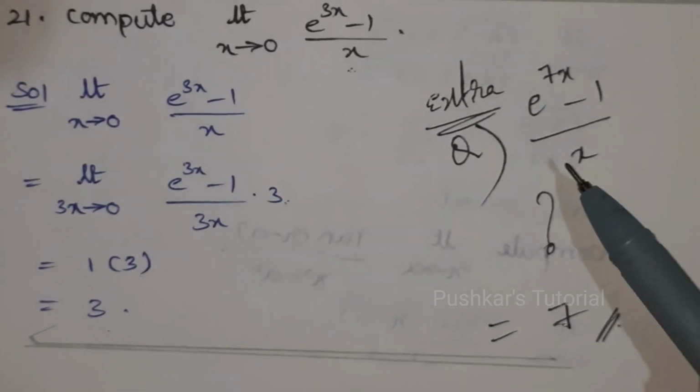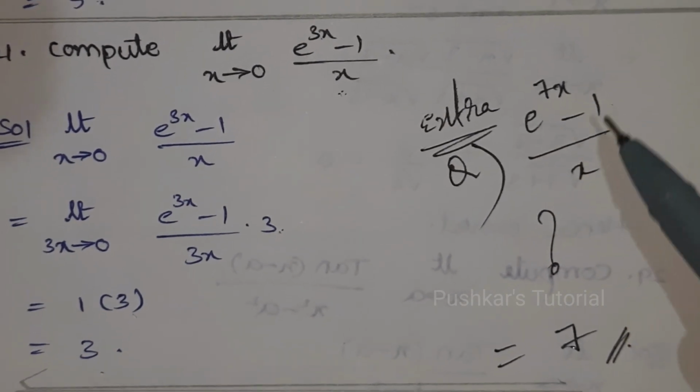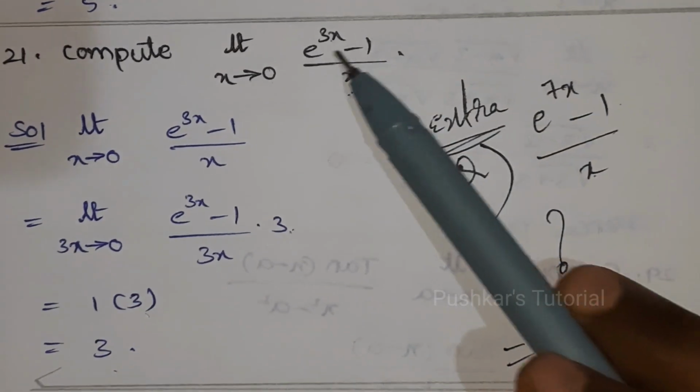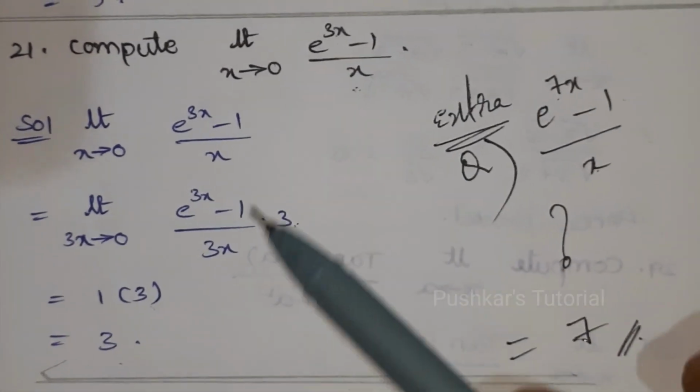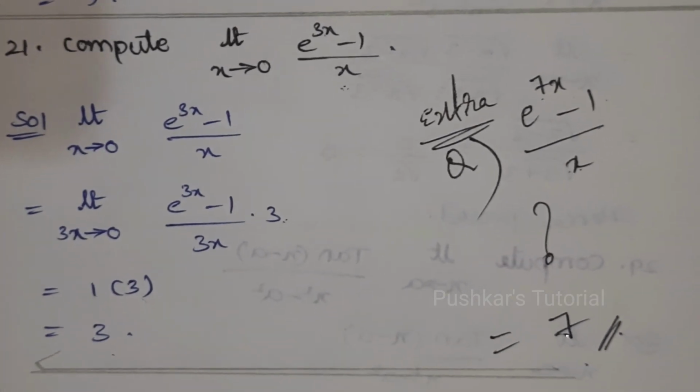Again the same question is there. Example, limit x tends to 0 of (e^(7x) minus 1) by x. It is the same question, but here instead of 3, 7 is there. So when 3 was missed, the answer 3 came. Here 7 is missed, so the answer 7 will come.